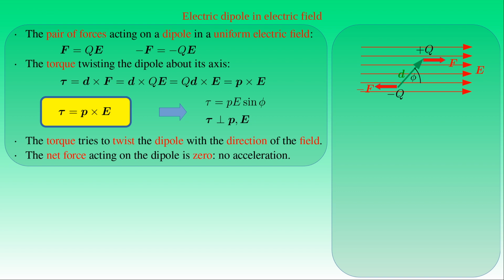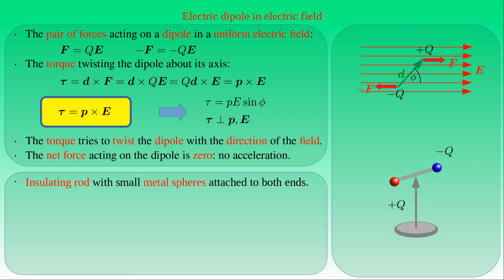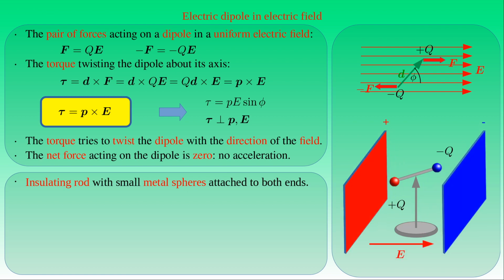We can study this effect with an insulating rod with a small metal sphere attached to both ends, which can spin around its midpoint. If we charge the metal spheres with the same but opposite charges and place the apparatus in a uniform electric field E, then it behaves as a dipole in the electrostatic field. The torque attempts to align the dipole to the straight field lines, but at the same time the body starts to oscillate about its rotation axis due to the inertia of the system of the rod and the spheres.